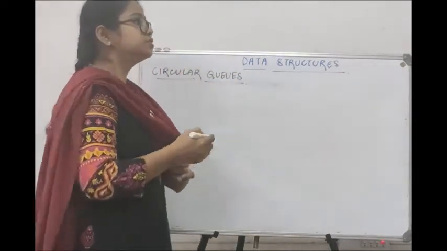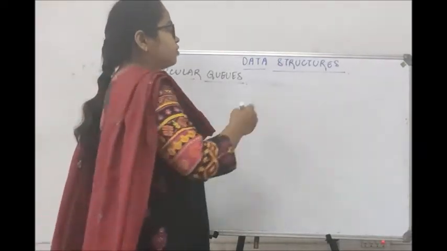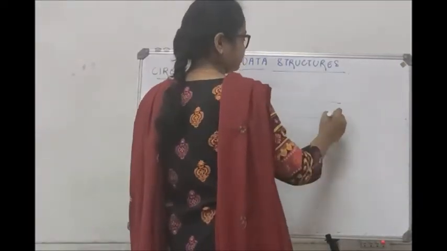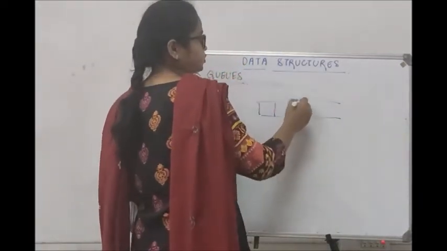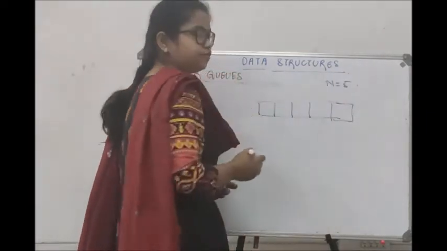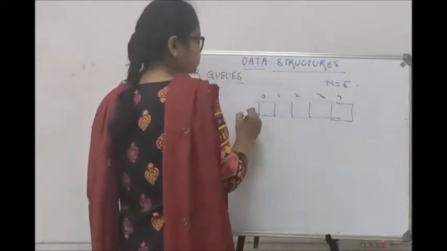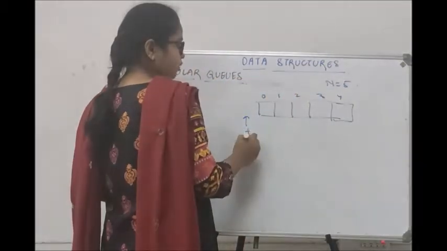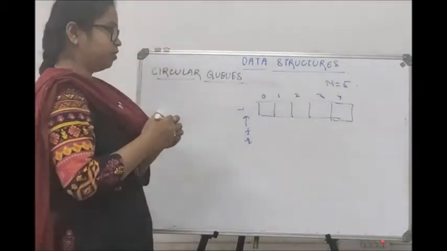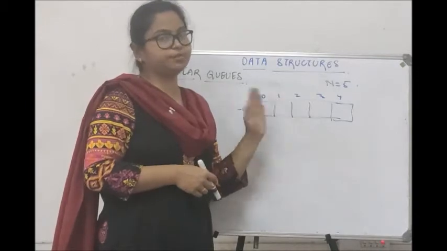Now we will discuss what is the drawback of a normal queue. How does a normal queue look like? As you can see, there are positions. Suppose I say n is 5. The size of the queue is 5. So we have index 0, 1, 2, 3, 4. Initially, front and rear both point to -1. Okay? So the queue is empty. So the condition is queue is empty now.